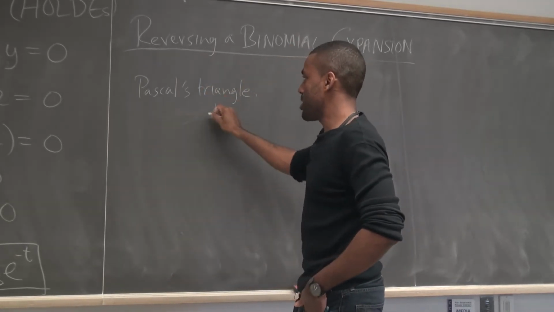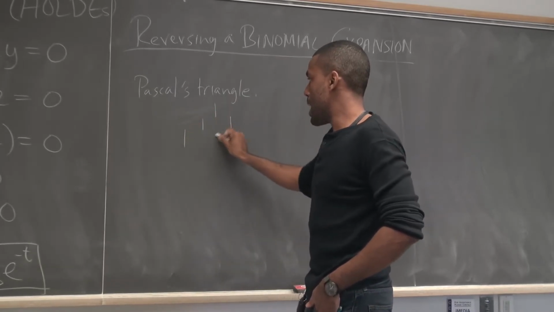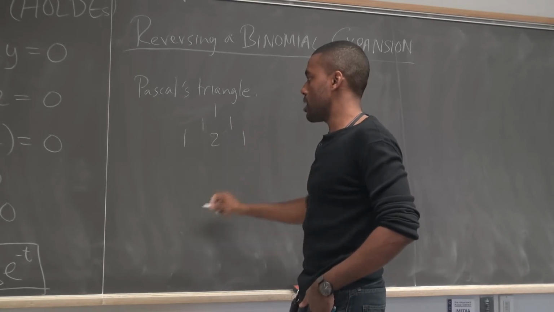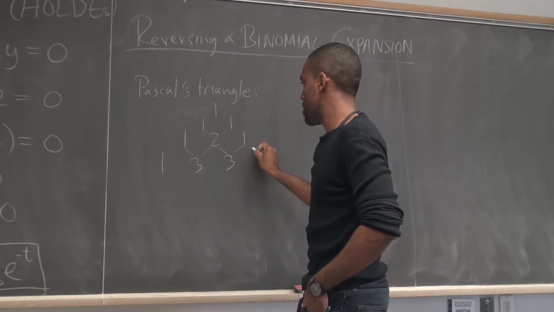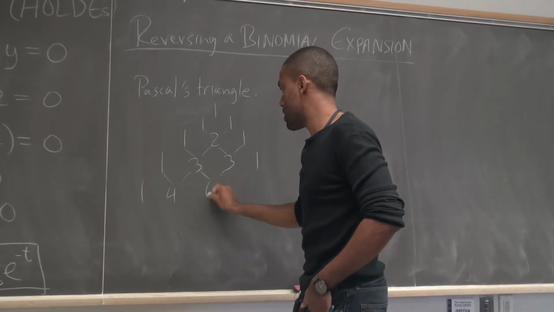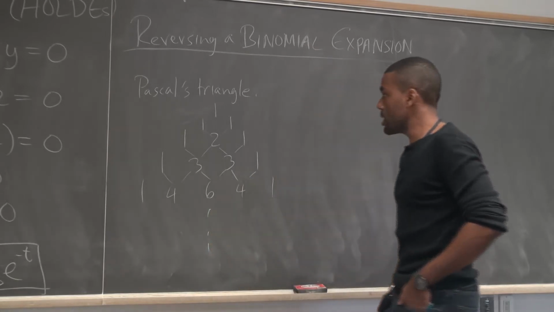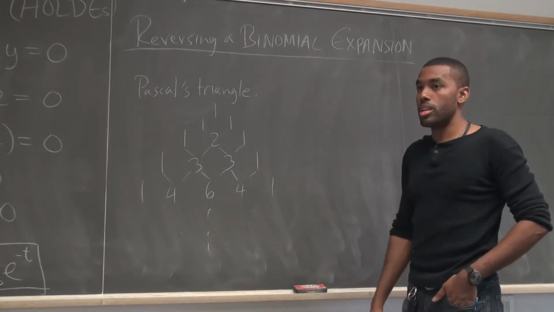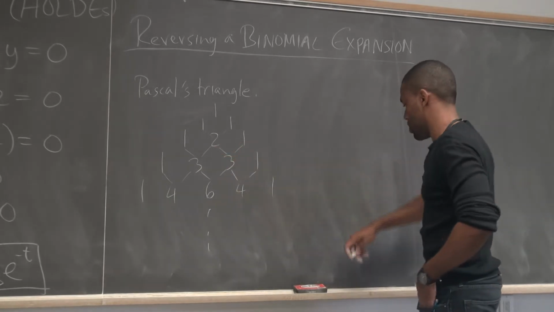Alright, it starts with a triangle of ones, right? You put a 1, and you keep adding each pair in between to get the next one. So 1, add these 2, you get 3, add these 2, you get 3, 1, 1, add these 2, you get 4, add these 2, you get 6, add these 2, you get 4, 1, etc. Now what these numbers actually do is they tell you the coefficients of a binomial expansion to the power that's on this level.